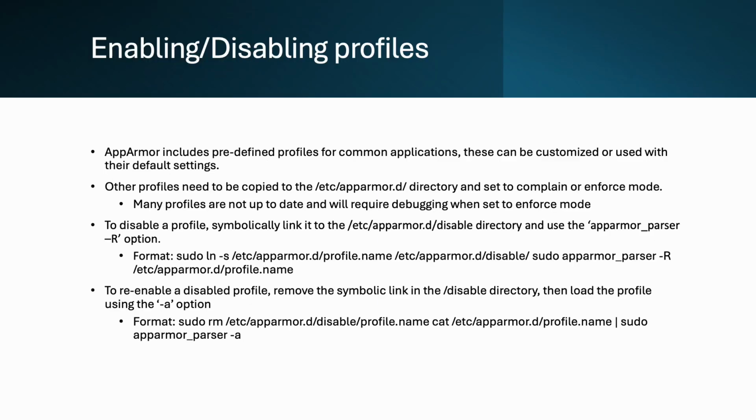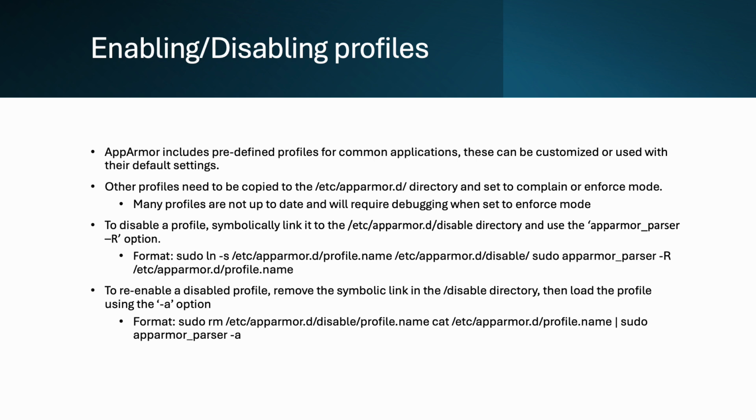So when enabling or disabling profiles, AppArmor includes predefined profiles for common applications. These can be customized or used with their default settings. Other profiles need to be copied to the apparmor.d directory and set to complain or enforce mode. Many profiles are not up to date and will require debugging when set to enforce mode.